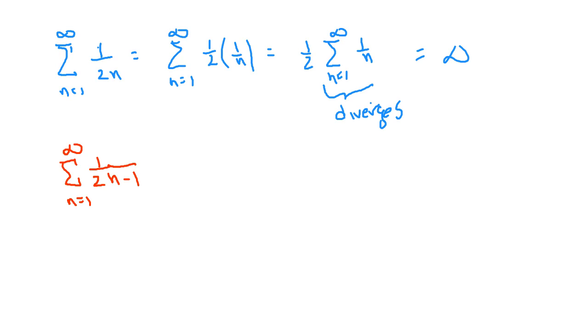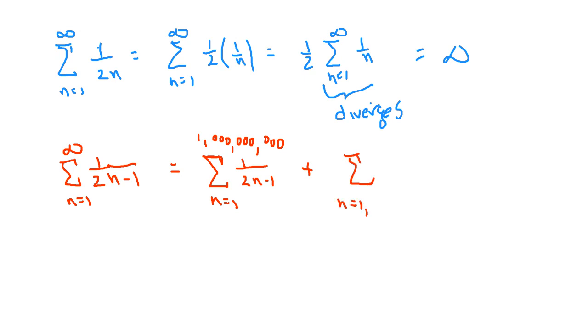Let's say we took the series and split the series up into the sum from n equals 1 to 1 billion, plus the sum from n equals 1,000,000,001 to infinity of 1 over 2n minus 1.